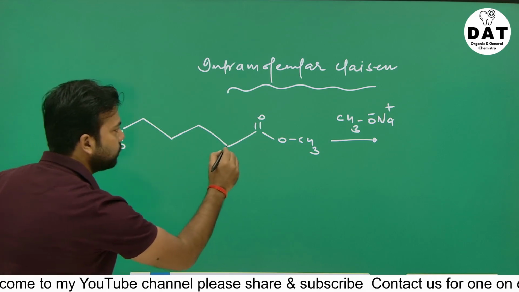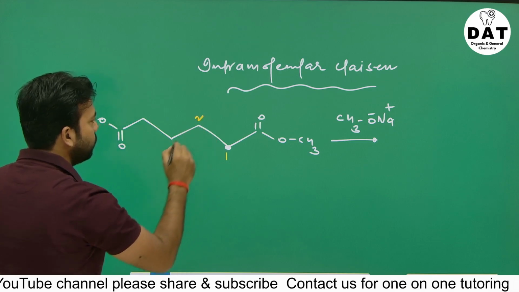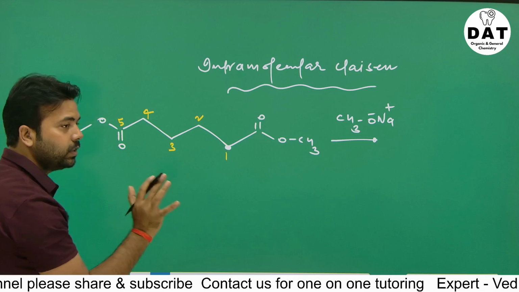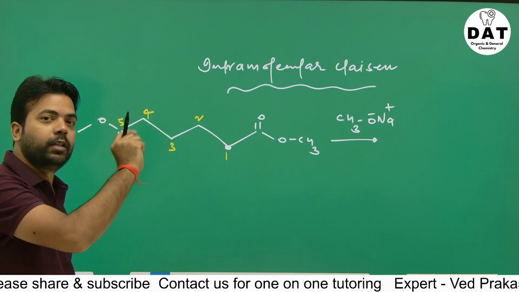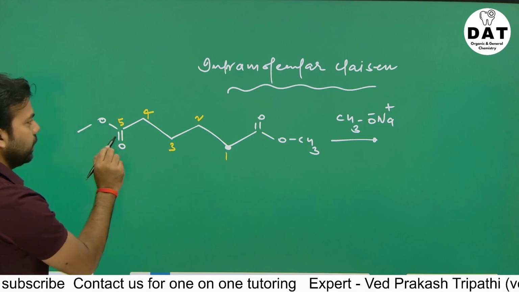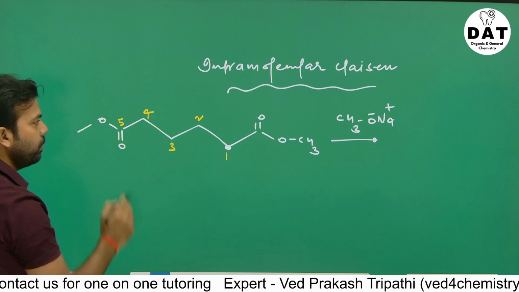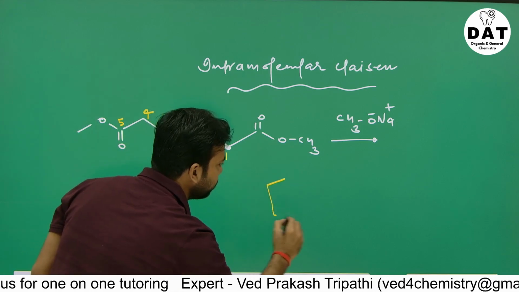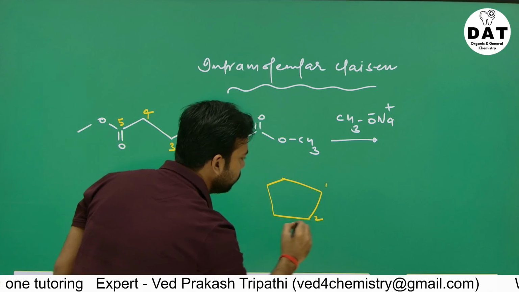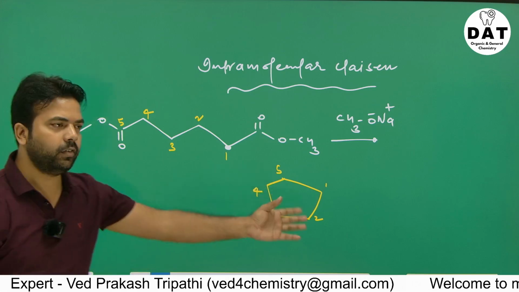So this is my alpha. Start numbering like this: 1, 2, 3, 4, 5. Again, start numbering from the alpha carbon to the other mole of carbonyl. So this is the carbonyl. So you can see you have a 5-member ring. How many members in the ring? 5. From 1 to this carbonyl is a 5-member ring. So we can draw a 5-member ring like this, and we can do numbering as well: 1, 2, 3, 4, 5. And start numbering in the ring from anywhere, it doesn't matter.